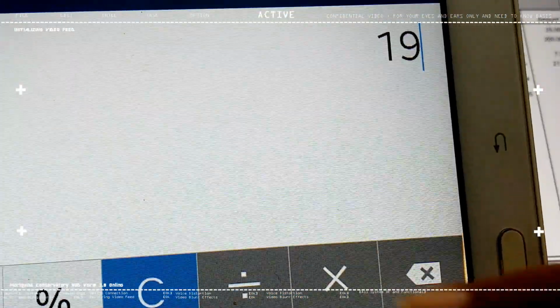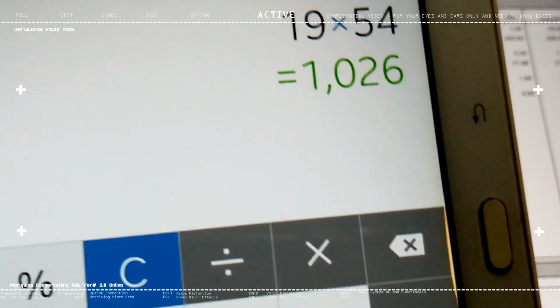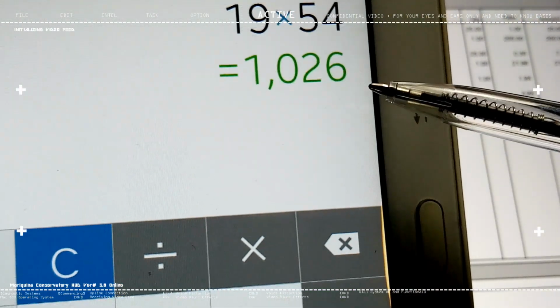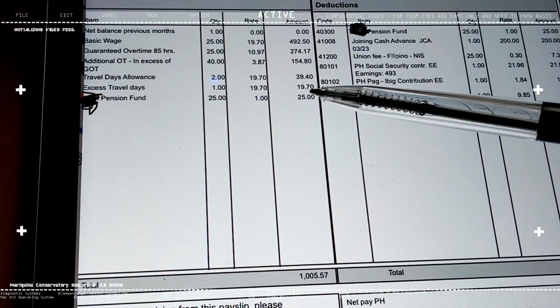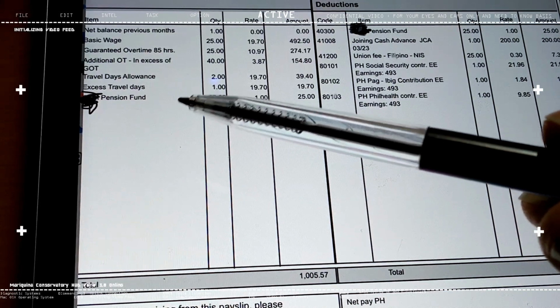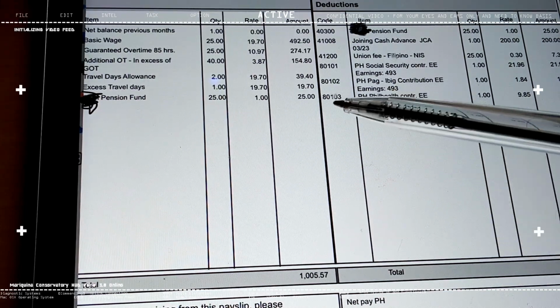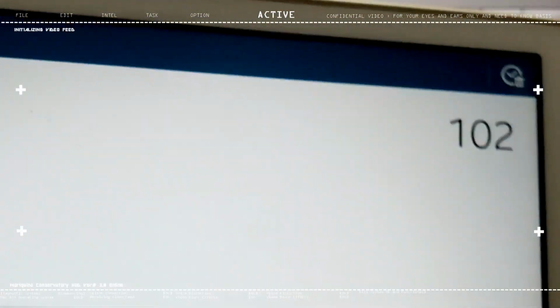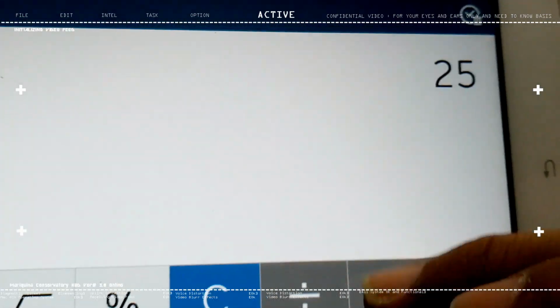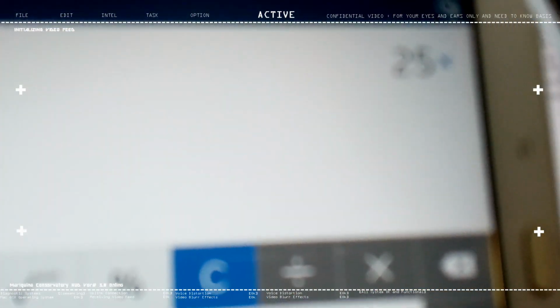So that's just a bit, $19. $19 multiplied by 54, that's about 1,000. So we got only 1,000 pesos for each extra day of travel. So the pension fund, which is very specific on my principal here for some reason, they just gave me a pension fund of $25. So that's roughly, I guess, about 1,000 pesos, if I recall.